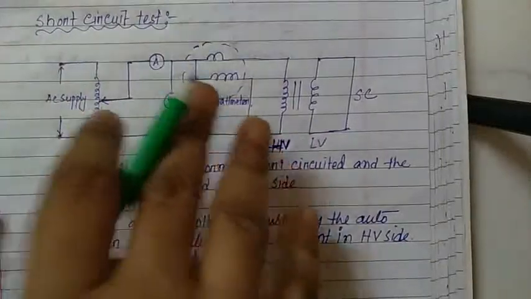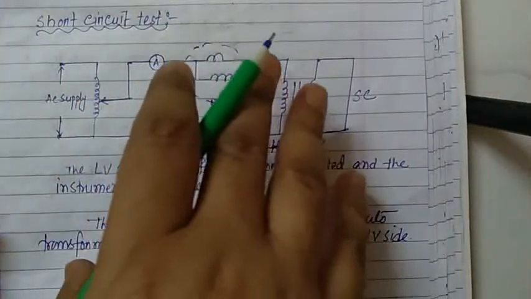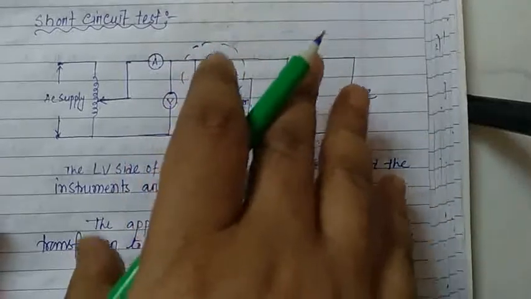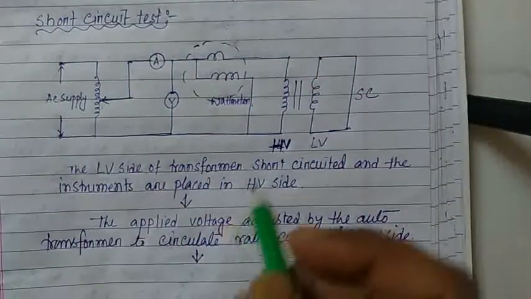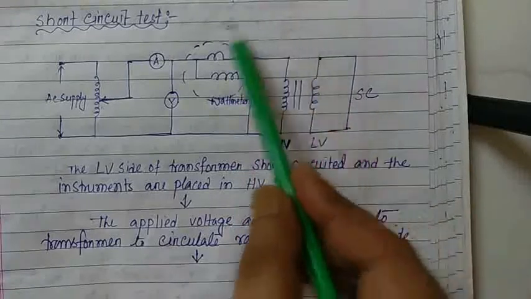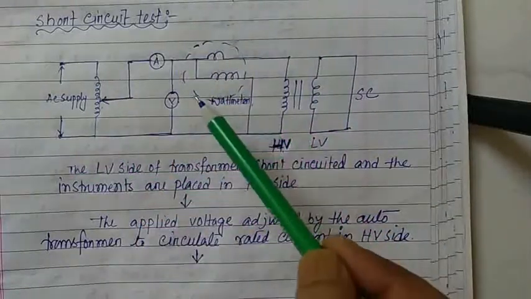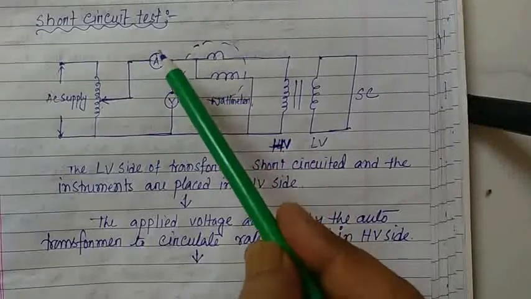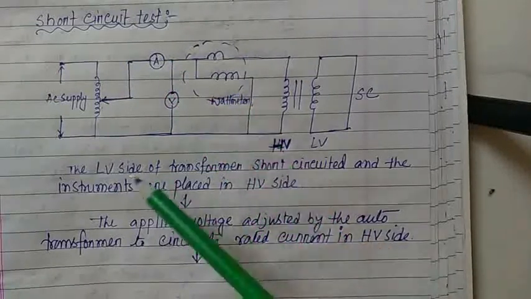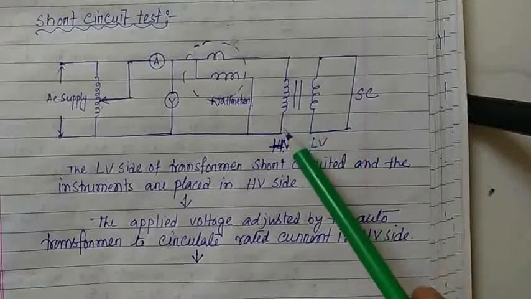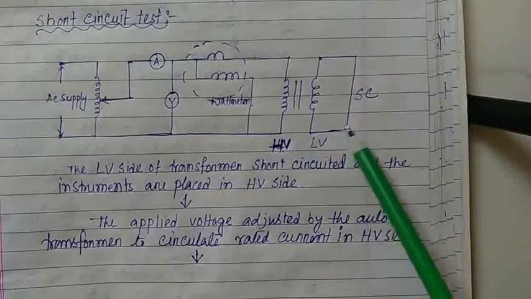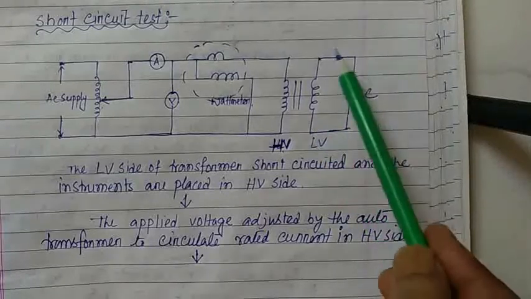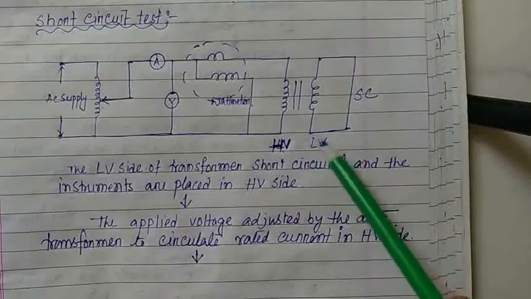Student, last class I discussed the open circuit test of a single phase transformer. Now I discuss the short circuit test of a single phase transformer. This is the circuit diagram. Here all the instruments, that is ammeter, voltmeter and wattmeter, are connected on the high voltage side, and remember that the low voltage side is short circuited.